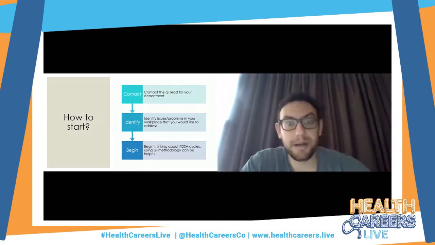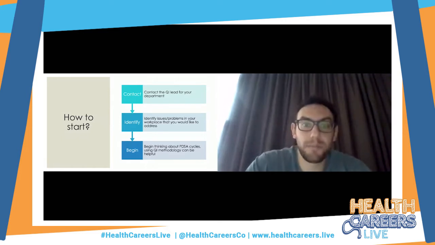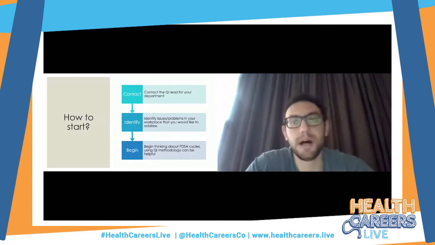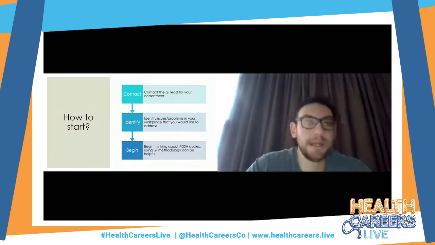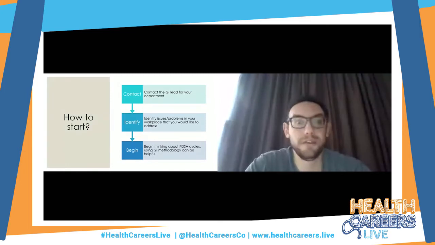You then need to brainstorm, come up with an idea, what's been a problem that you've encountered, and how do you go about addressing an improvement there? And then you begin. So you think about what improvements can be had, look at QI methodology to sort of structure your project, and then you just get going.